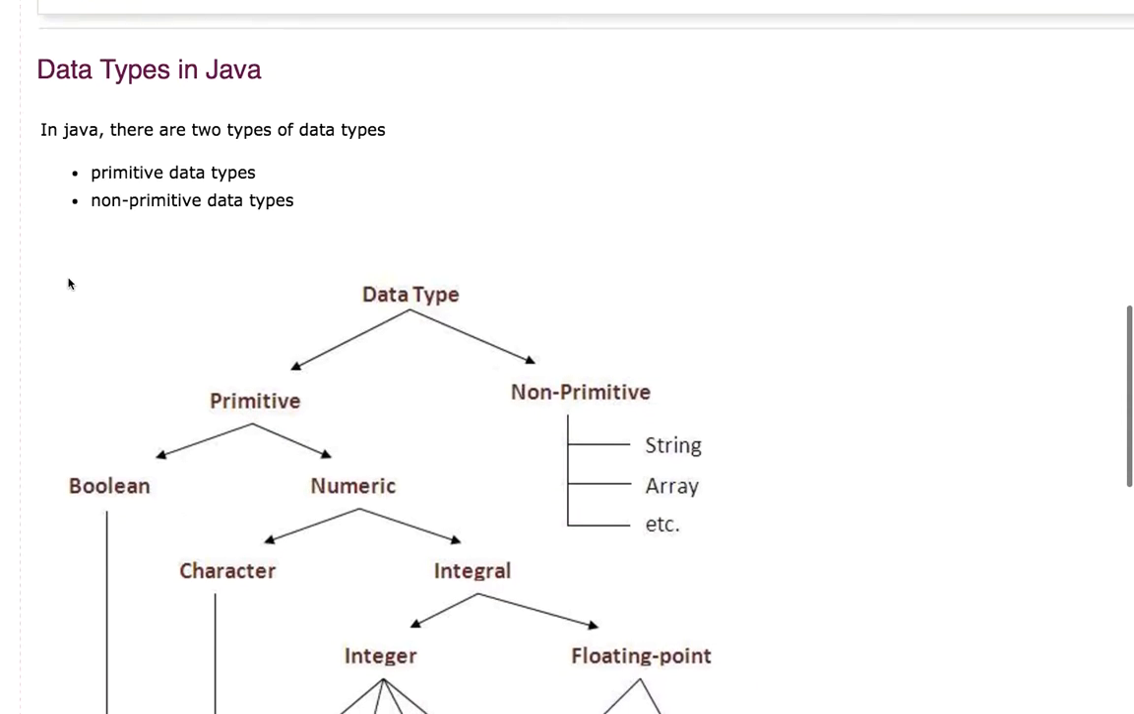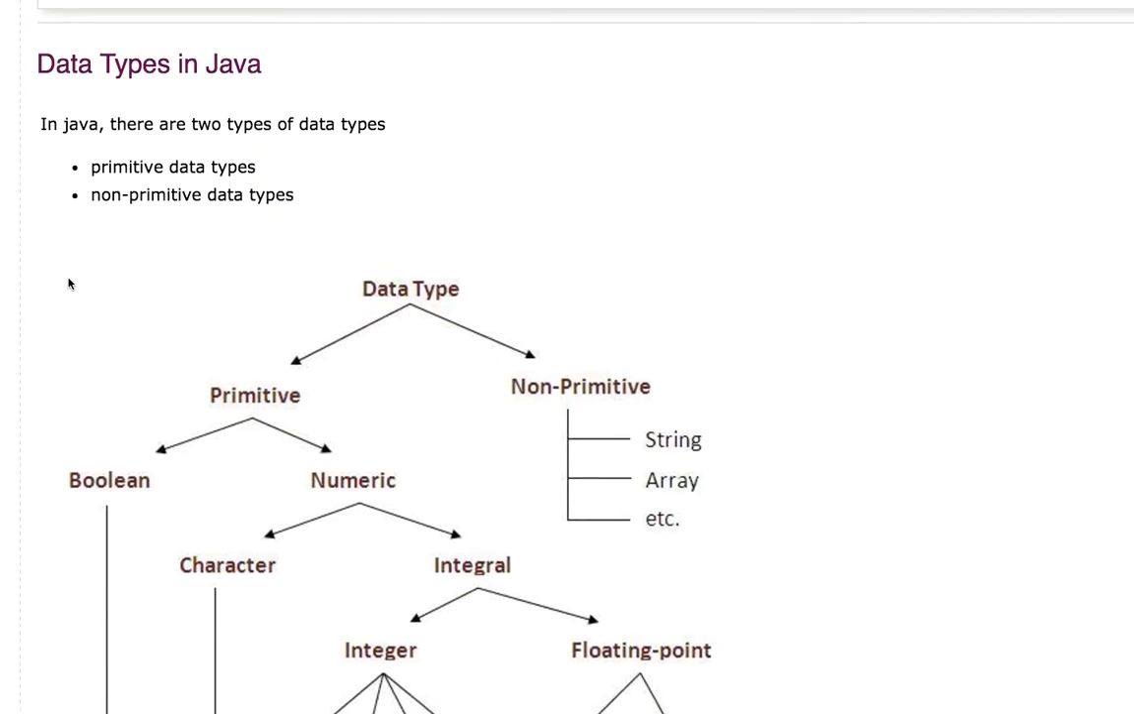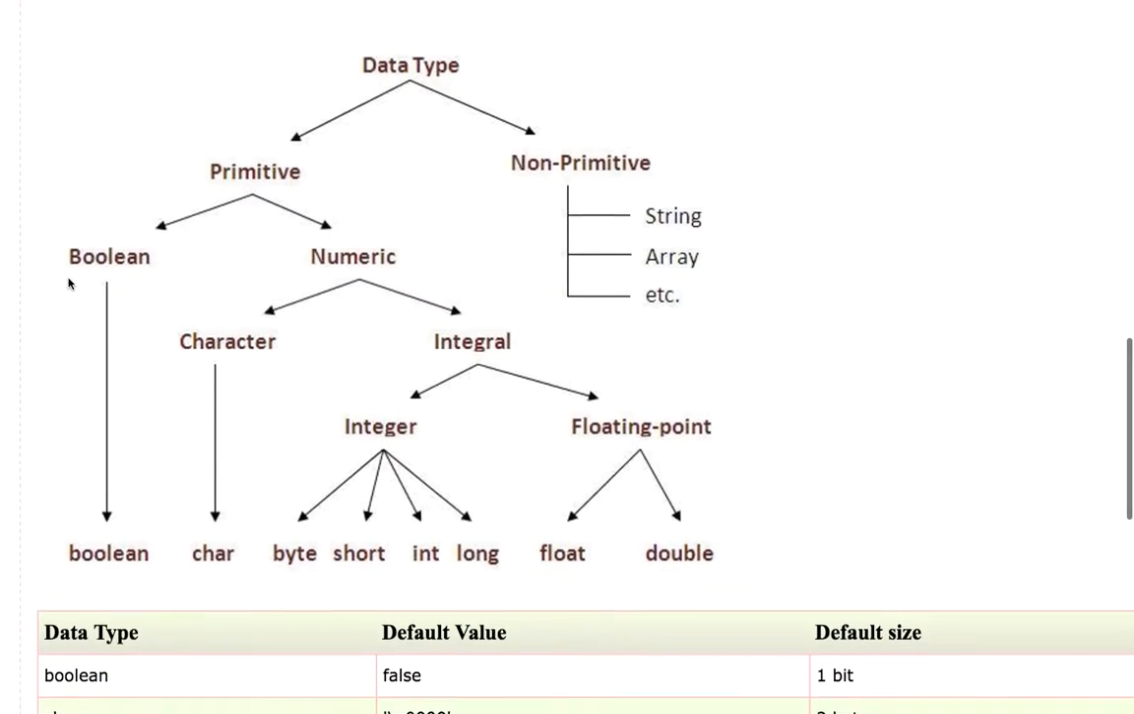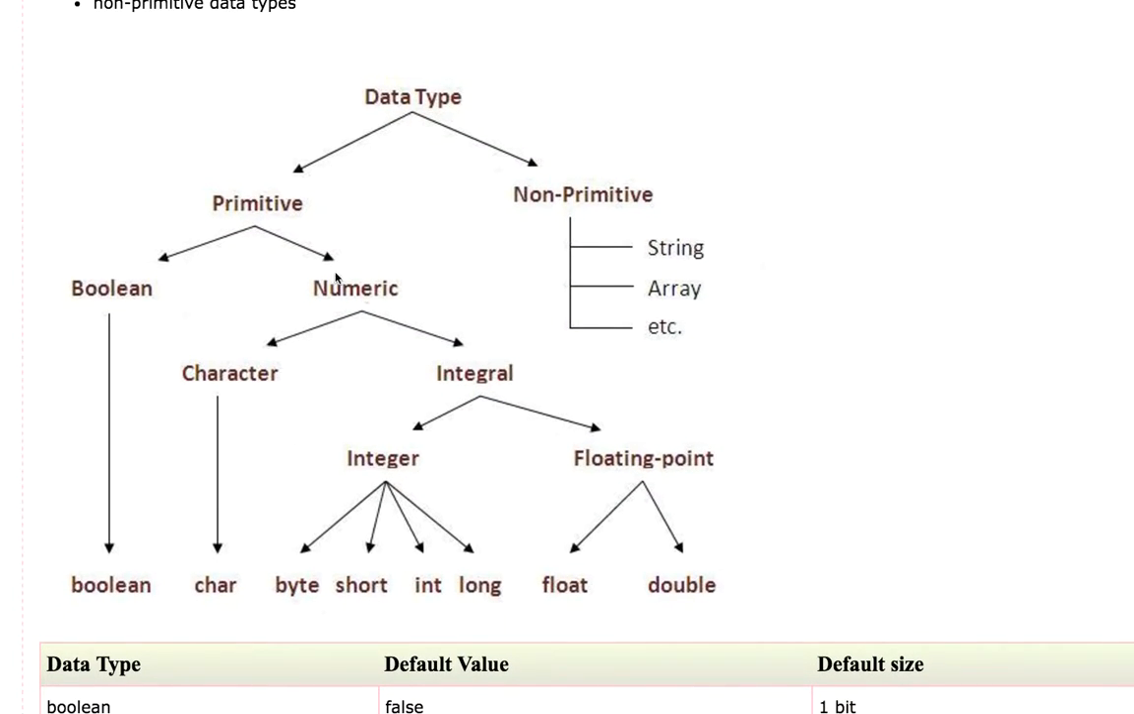Now the data types in Java, basically we have a primitive data type and non-primitive data type. Okay, this is the hierarchy of how it looks. Any data type that starts with a small letter, a small character, is a primitive data type. Boolean, char, byte, short, int, they have different meanings, but they are called primitive data types.